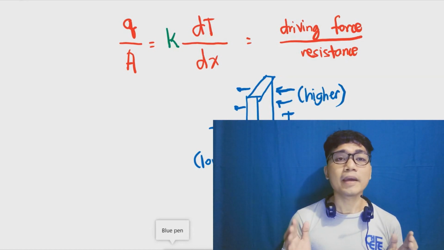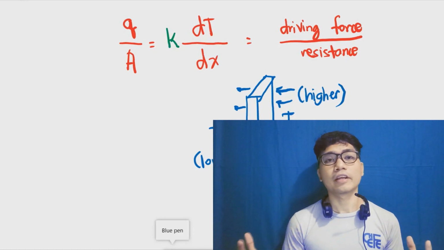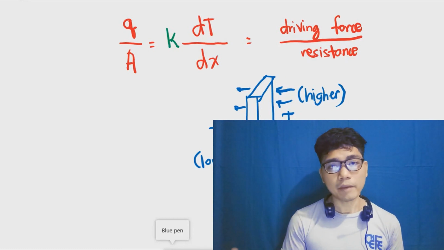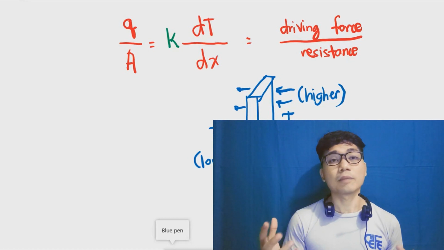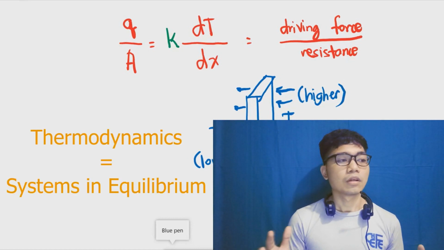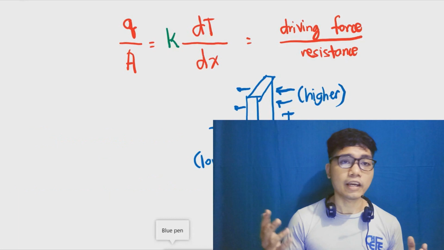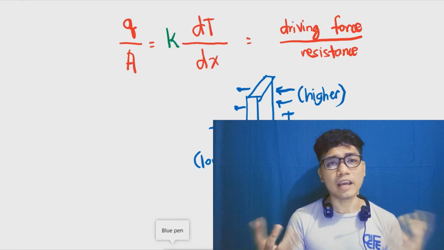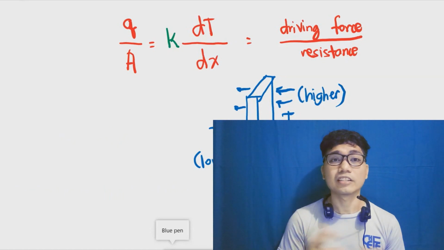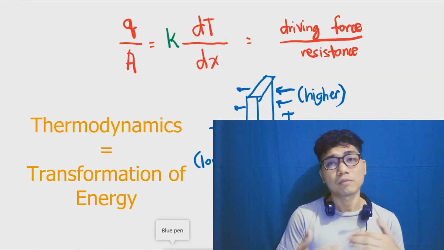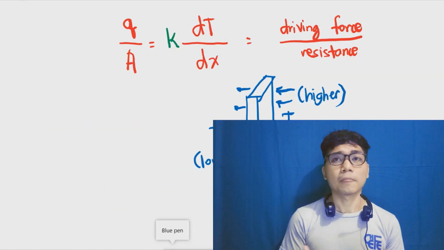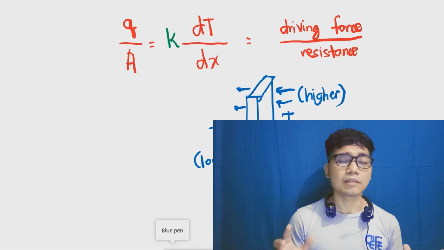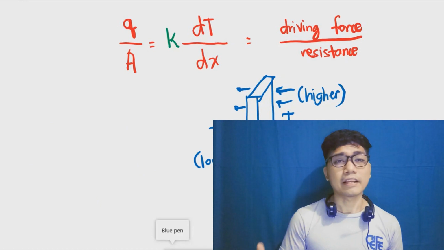But the main difference between heat transfer and thermodynamics is that in thermodynamics, we are concerned with systems that are in equilibrium. So that's why we have the first, second, third law of thermodynamics, because we're concerned with how this energy or this heat changes, how we convert it. For example, even potential energy to kinetic energy. So, those things are studied in thermodynamics.